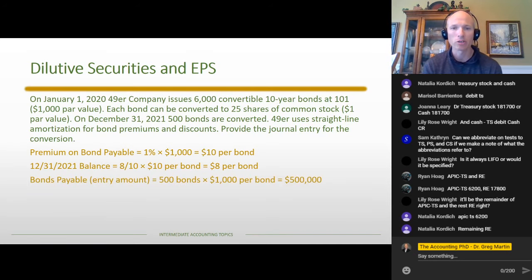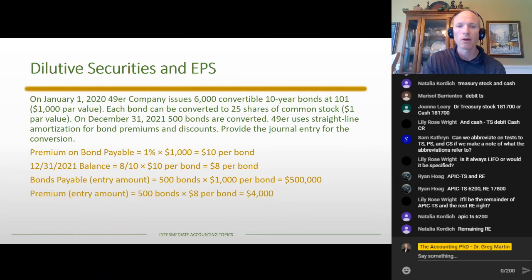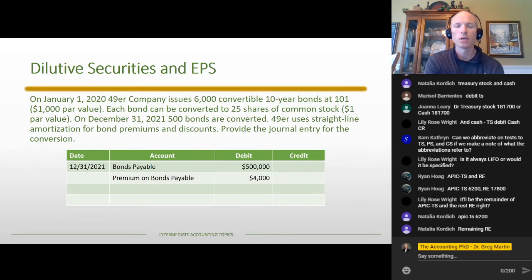The bonds payable entry amount, of course, is $1,000 par value per bond. There are 500 bonds that are converted, and so we're going to have an entry amount for the bonds payable of $500,000. The premium entry amount, again, we just calculated the per bond balance and we apply that to the 500 bonds, and so the premium entry amount is $4,000. Those are the first two parts of our journal entry. We debit our bonds payable $500,000 and we debit our premium on bonds payable $4,000. Again, the normal balance in each of those accounts is a credit balance, and so to get rid of the account balance, we need to debit those accounts.